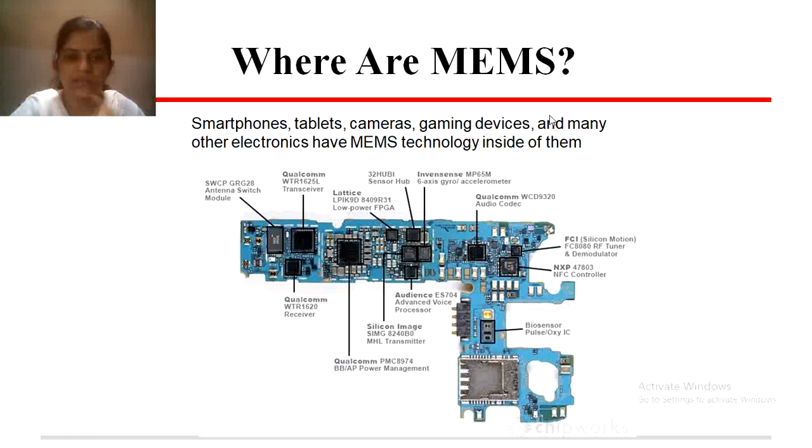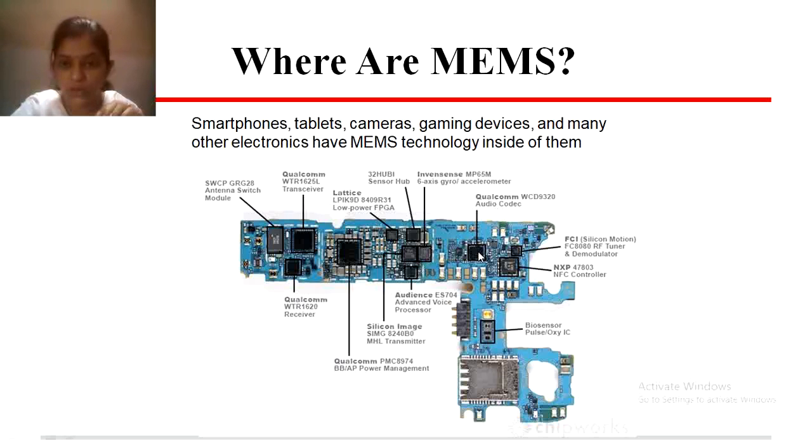Then let us look at where these MEMS are used. Our smartphones, as well as tablets, cameras, gaming devices, and many other electronics, have MEMS technology inside them. You can see here the antenna switchgear module, the transceiver, the receiver, and the low power FPGA, that is, field programmable gate array, which is also developed under MEMS technique. Then the sensor hub is here. Then gyro accelerometers are here.